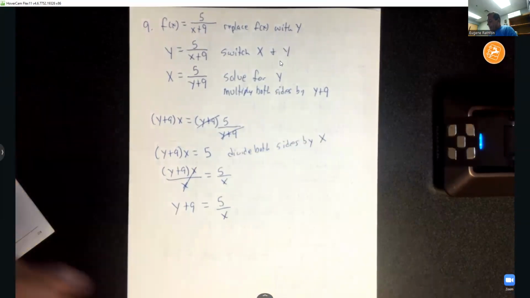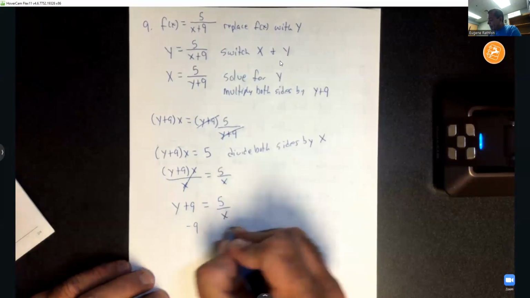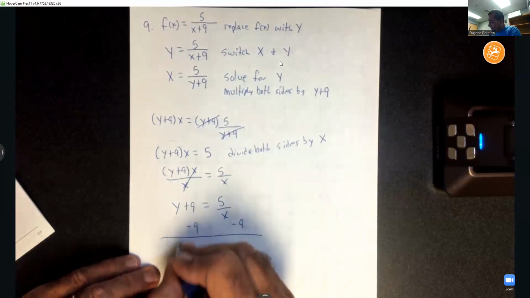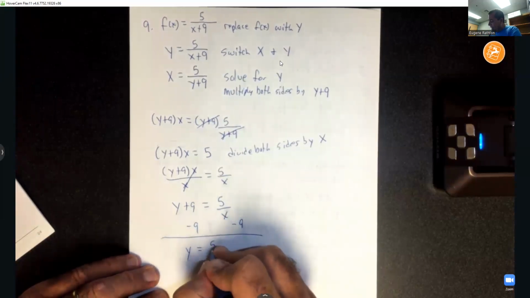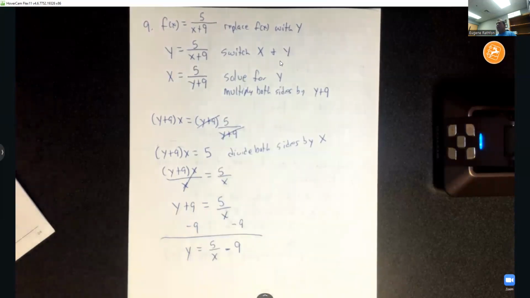Oh, good job. Because all I got to do now is what? Subtract that 9. Good job, Valencia. That's good. So that gives me my y equals 5 over x minus my 9. So the y is now by itself.